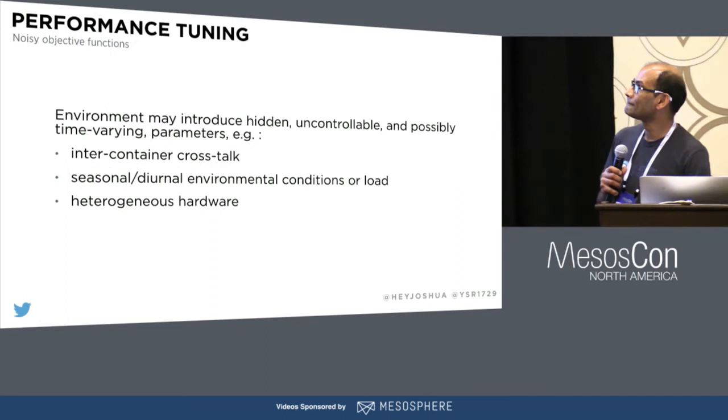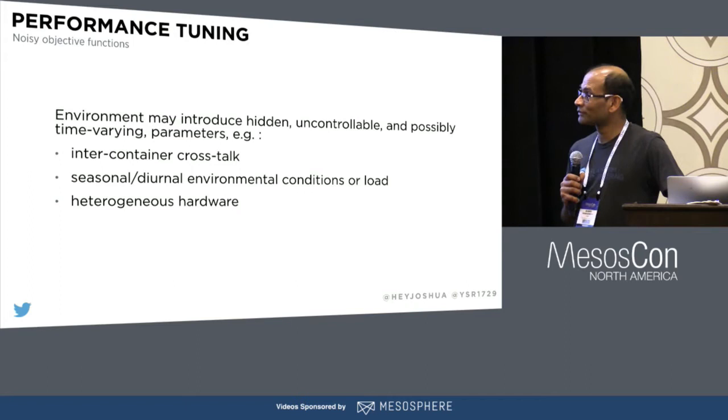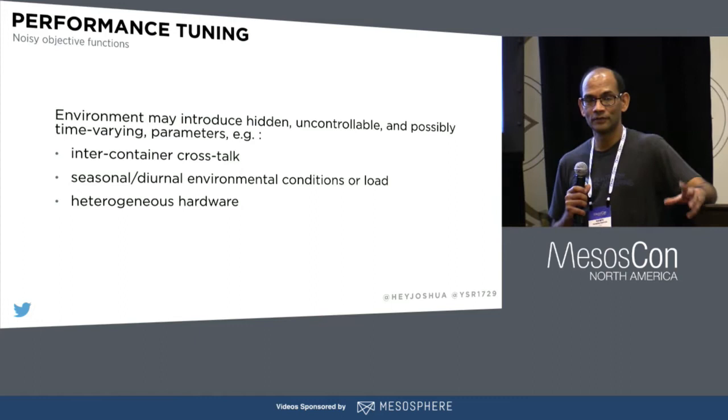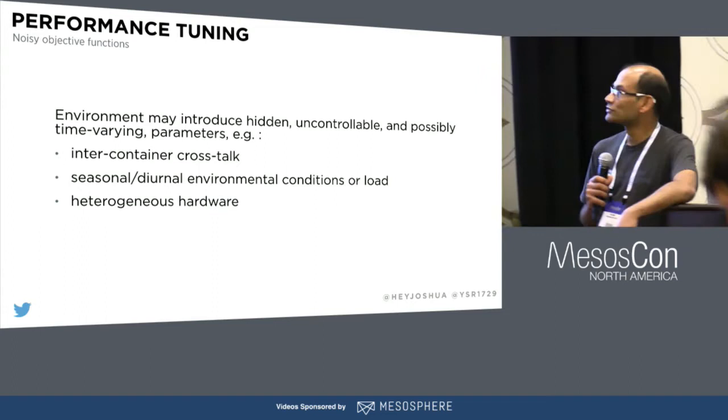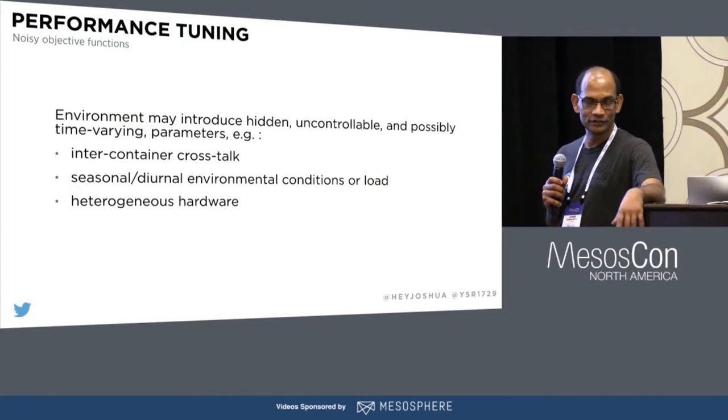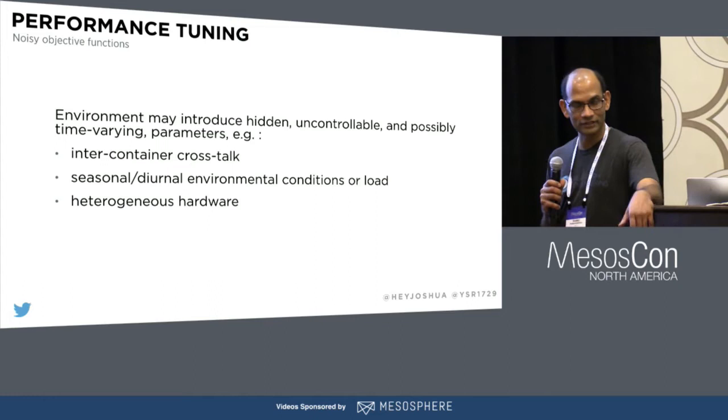But further making the problem more difficult is that there are sets of parameters that affect the performance of my device, in other words, the function f, which we may have no control over. So for example, my service doesn't know which other service or which other container it might be co-hosted with on a specific host. And there might be inter-container crosstalk that I don't have any explicit control over.